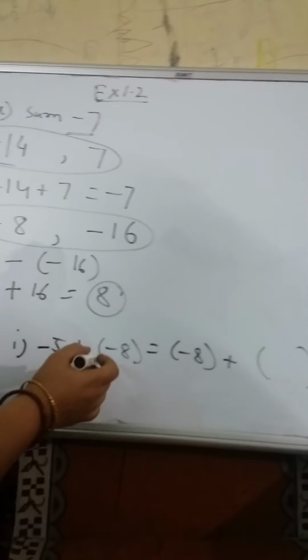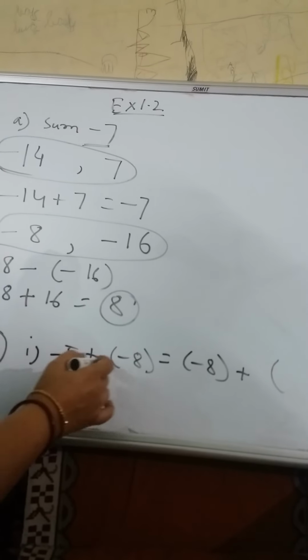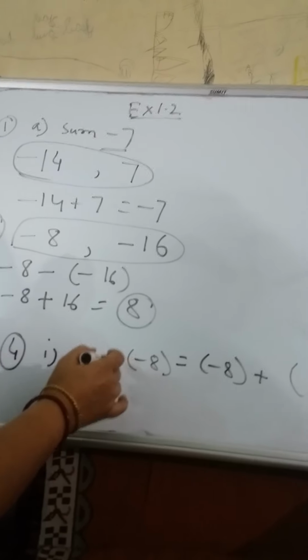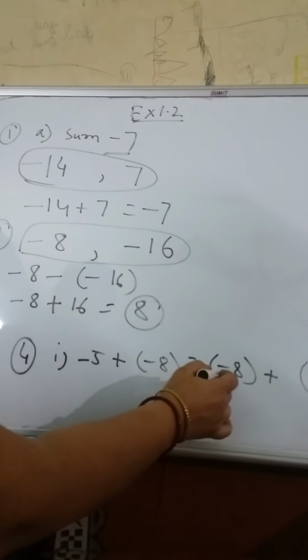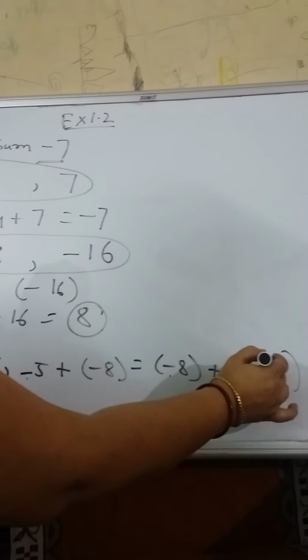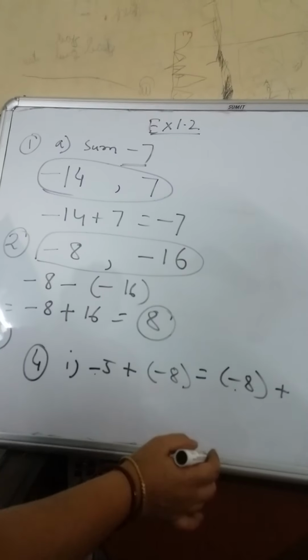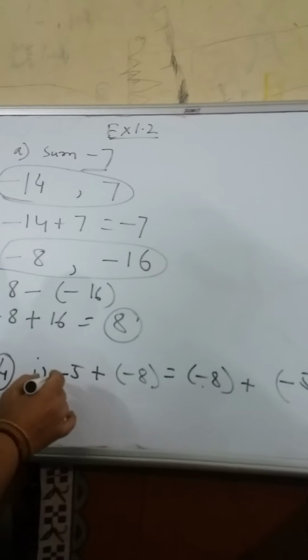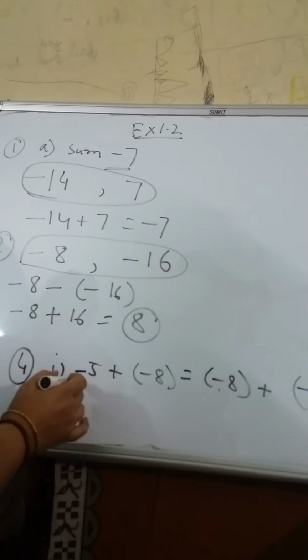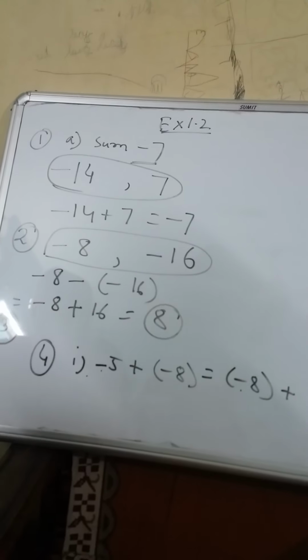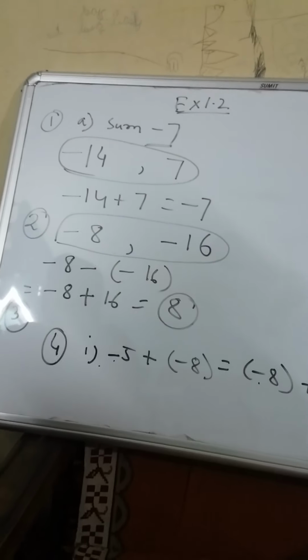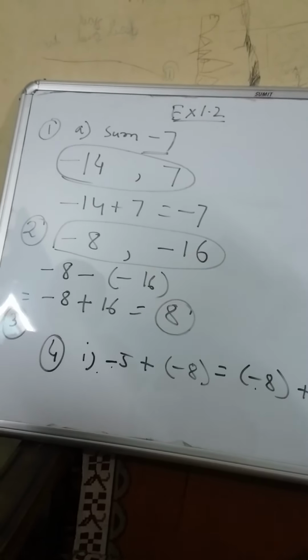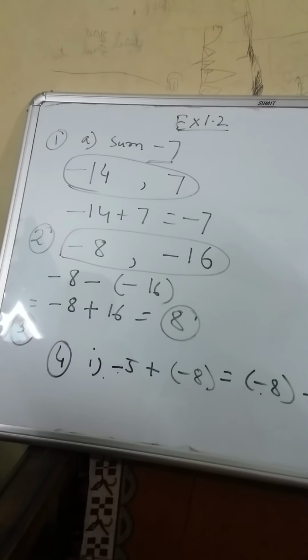That means when we add two integers, order doesn't matter. That means if I write first -8, and we can write -5 here also, that the result is not going to change. Okay. Same way you have to fill these blanks using their properties.